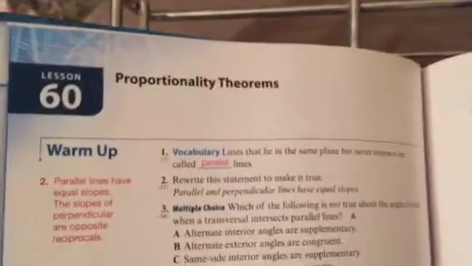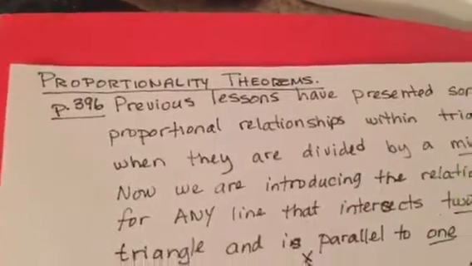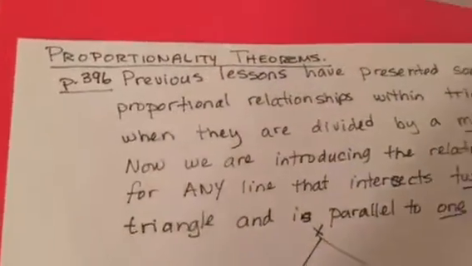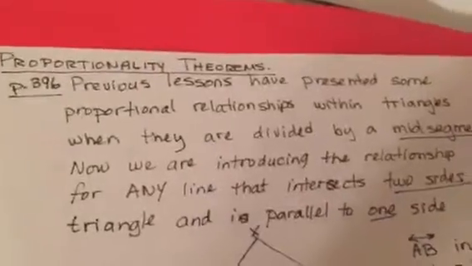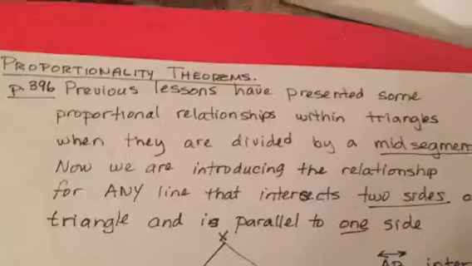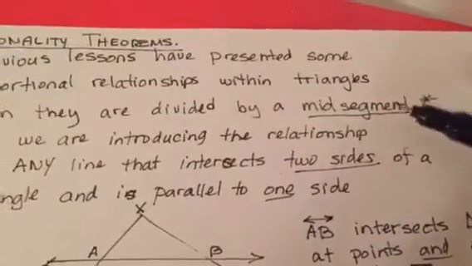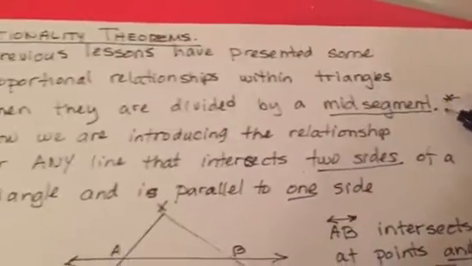Going on to Lesson 60. Lesson 60 is proportionality theorems. And I'm going to scan down to our paper. Proportionality theorems is on page 396. Previous lessons in this book have presented some proportional relationships within triangles when they are divided by a mid-segment. I put a star there for a special case of mid-segment.